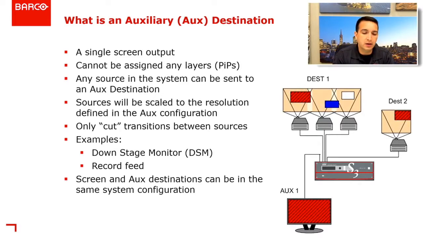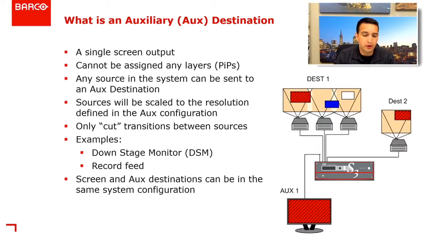Now, one of the things about the auxes is that it's a cut-only transition, so it's a single frame broadcast quality cut between sources. So a couple of the examples for an auxiliary destination are a downstage monitor, a record feed, a sat truck feed, a green room feed, a stage manager position, maybe a rack room monitoring area where you want to see either the full screen or a portion of the screen, in real time.